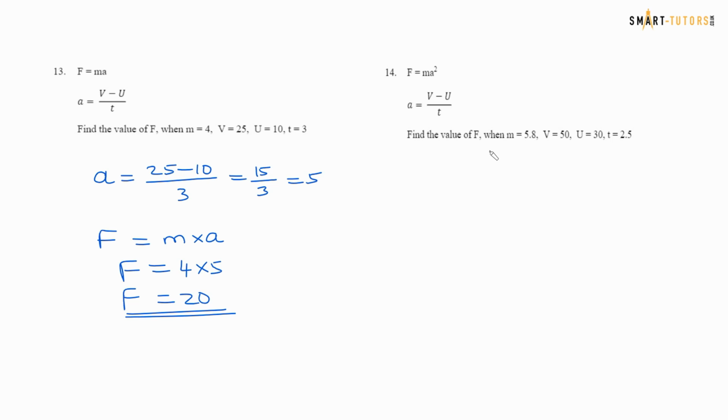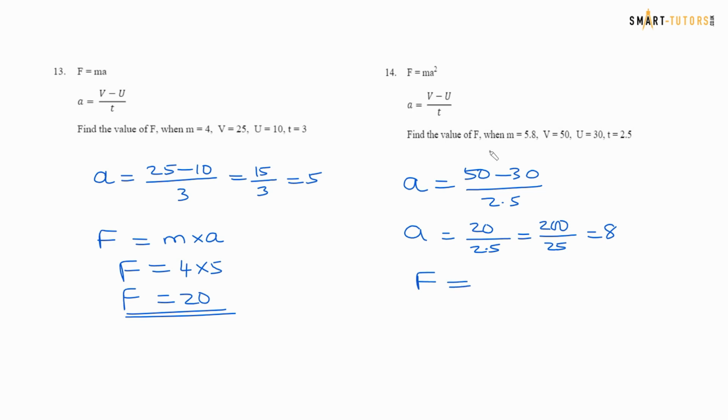Our last question, question number 14. F equals ma squared and a is given. Everything is given as a equals v is 50 minus 30 over 2.5. So a equals 50 take away 30 is 20 over 2.5. So if I times both sides by 10, to simplify quickly, this is 200 over 25. In 100, 25 fours, and 200 means 8. So a equals 8. So f equals, that is the question they ask, 5.8 times 8 squared, because a squared is 8 squared. So basically this is 5.8 times 64.